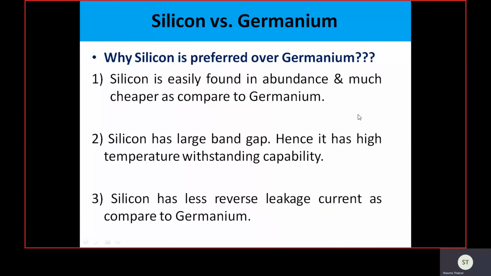In all electronic devices, we use semiconductor material, and usually we use silicon or germanium. Now the question is, why is silicon preferred over germanium? There are many reasons: silicon is easily found in abundance and is much cheaper as compared to germanium. Silicon has a large band gap, therefore it has high temperature withstanding capability, and in the case of silicon the leakage current is less as compared to germanium.